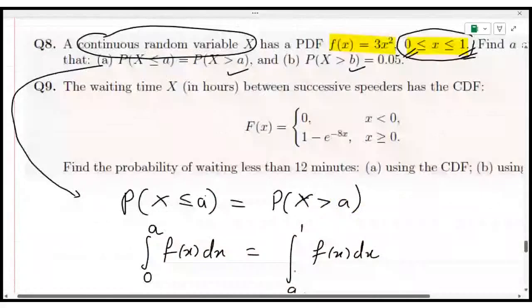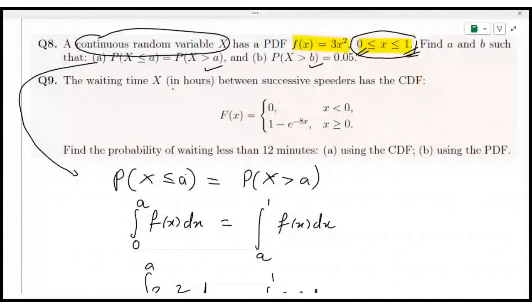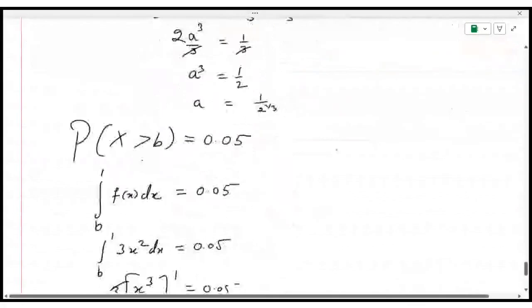Okay, now I will do the second question. The waiting time x in hours between successive speeders has the CDF. Now in this question, the PDF is not given. We are given the CDF, the cumulative distribution function. Find the probability of waiting less than 12 minutes. Okay, so this is an incomplete question. Let me explain the statement to you.